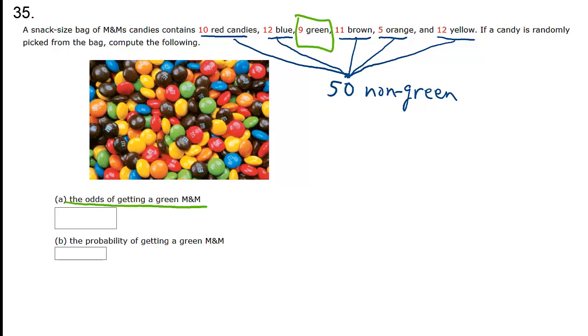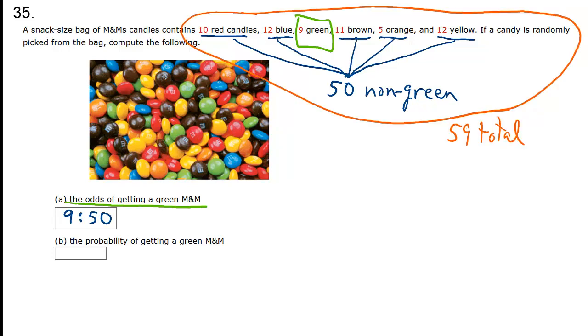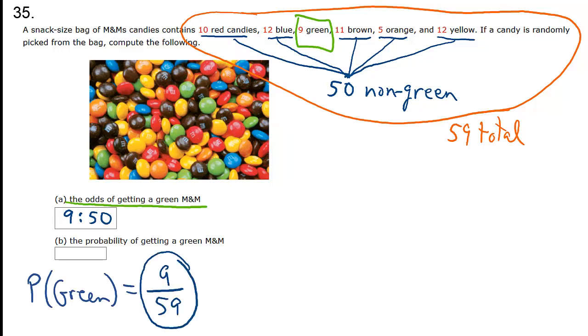So the odds of getting, which is the same as saying the odds in favor of getting green, would be 9 to 50. So what is the probability of getting a green M&M? Well, there are 59 total M&Ms, and 9 of them are green. So the probability of getting a green would be the number of greens over the number possible, which would be 9 over 59.